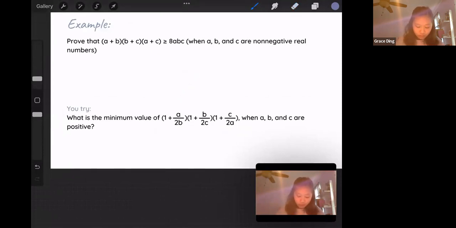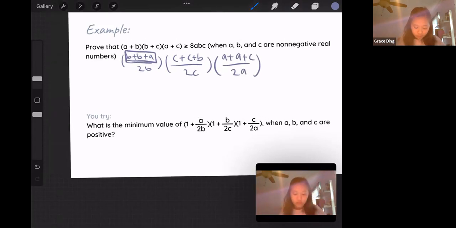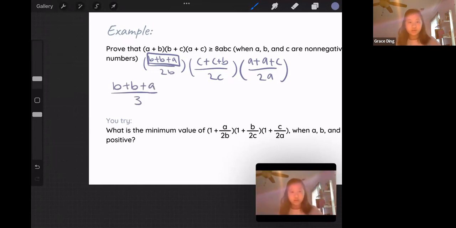Okay. So we're gonna rearrange this to be b plus a over 2b, and c plus d plus b over 2c, and a plus c over 2a. And then if we just focus on the numerators, like for example, the first one, using AM-GM, we should get that this divided by 3, because we can count the two b's as two separate terms, it's going to be more than this.